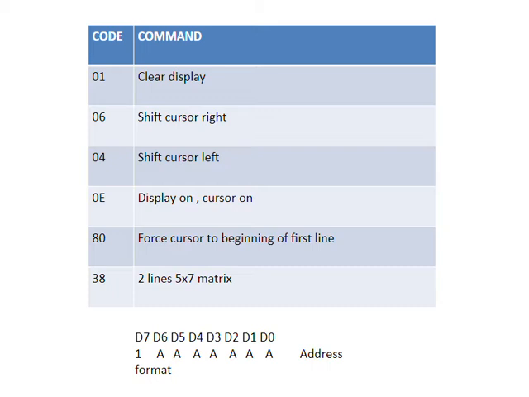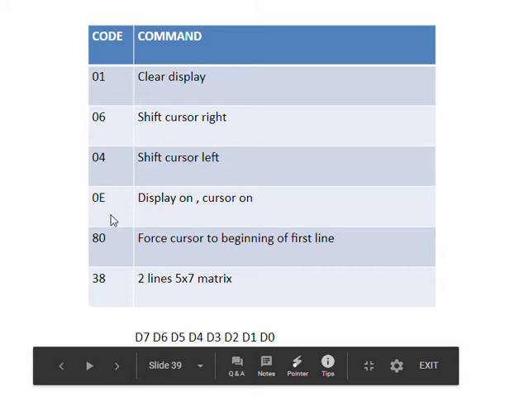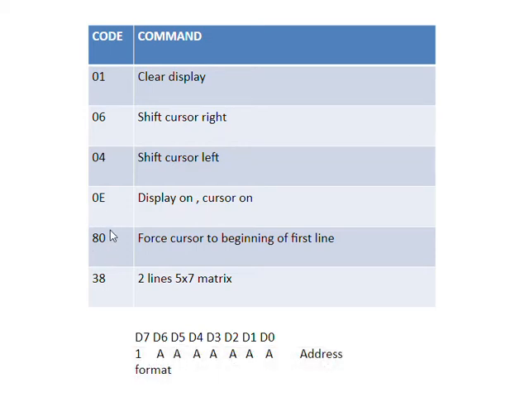Then the next command is 04. This will cause the cursor to be shifted left. Then 0E is the command to turn on the display and cursor. Then the next command is 80. This is the address of the first character of the first line of the LCD. So when we give this command, the cursor will be forced to the beginning of the first line. That is, it will occupy the first position of the first line when we send the command 80.